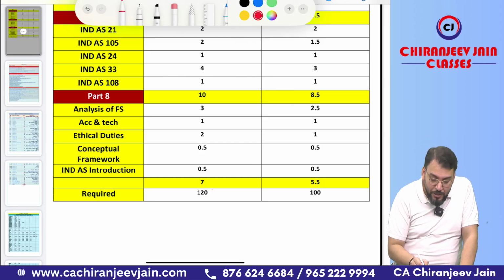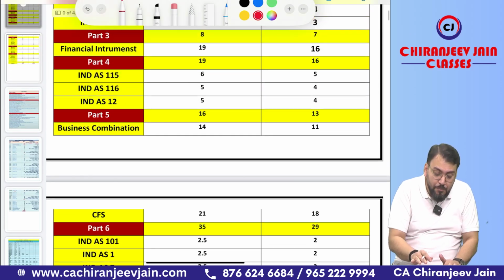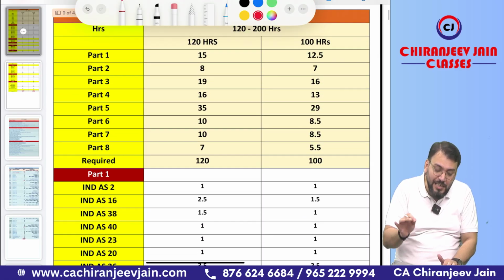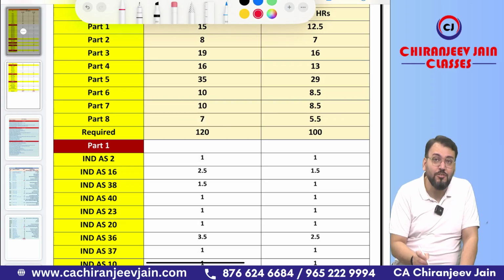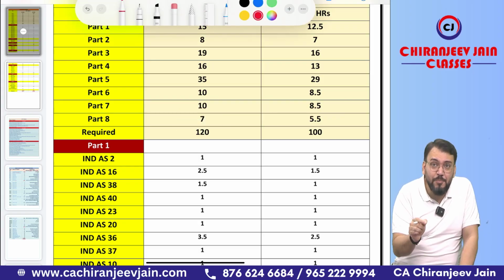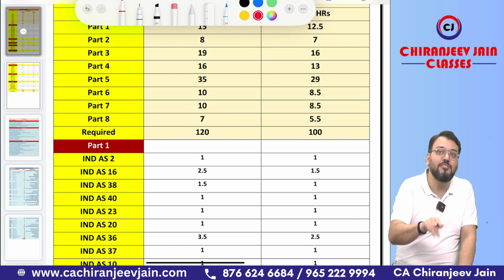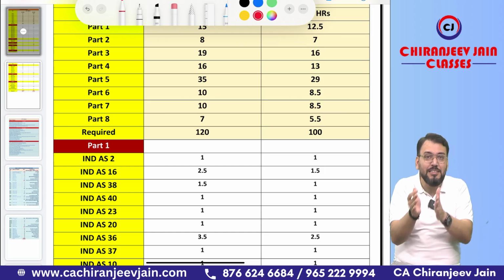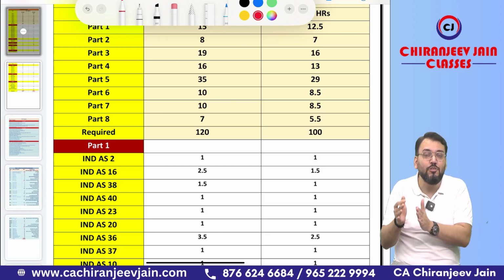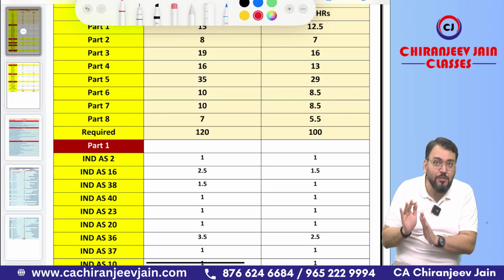So what I have given, for these 120 hours or 100 hours, I have given the number of hours required for each chapter. Means when you are in Ind AS 2, you have only 1 hour. In this 1 hour, you need to complete all those questions with the concept also. That will be your target. In this way only we can cover the entire concept with all the expected question list.